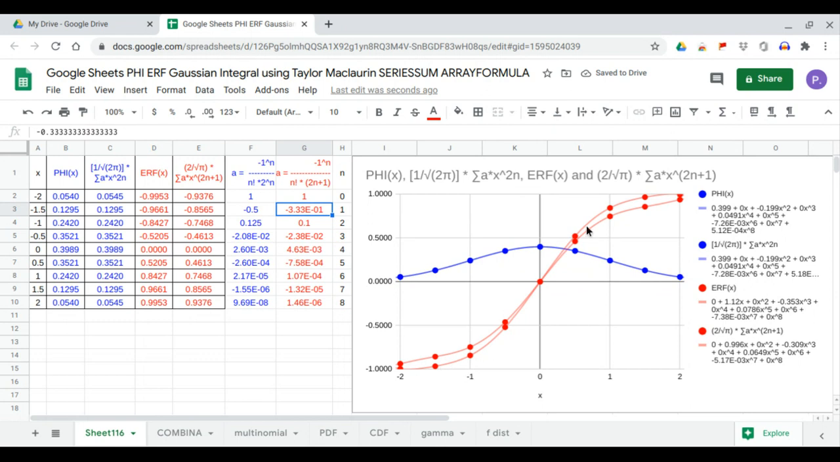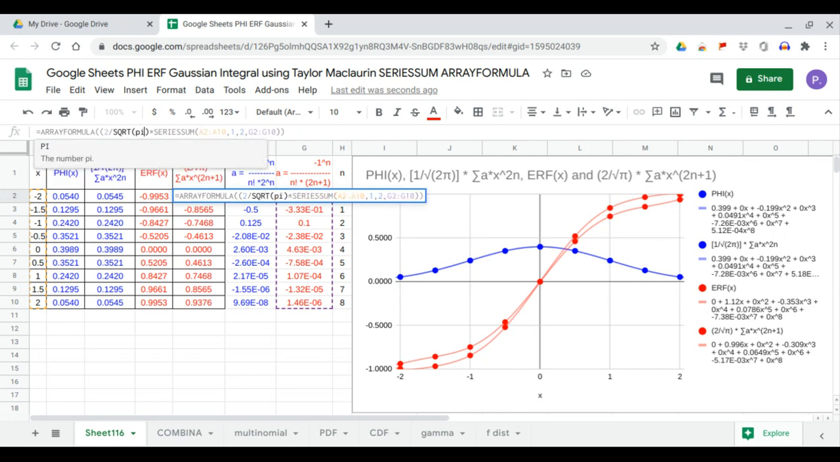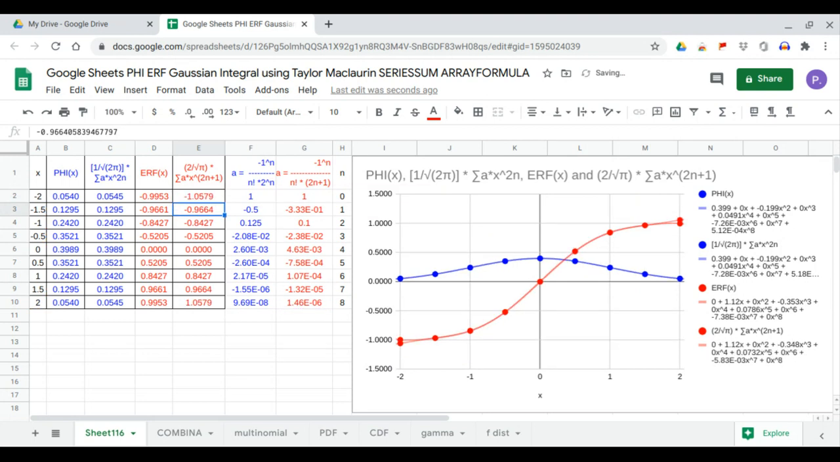Now they are not on the same trend line, but we're missing the 2 over square root of pi. So we have to factor in 2 over square root of pi. So this will be times. Inside the parenthesis will be 2 over square root of pi. 2 divided by square root of pi. Enter. Now they're on the same trend line.